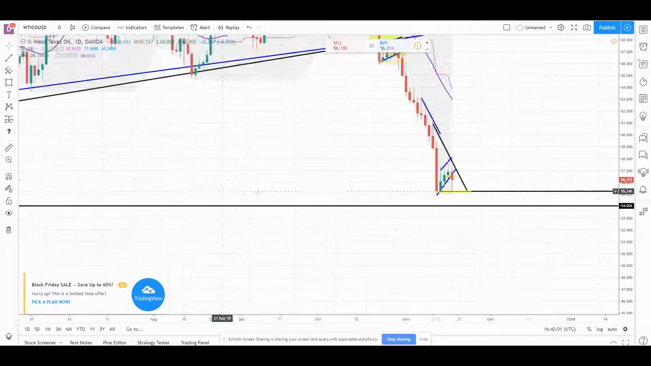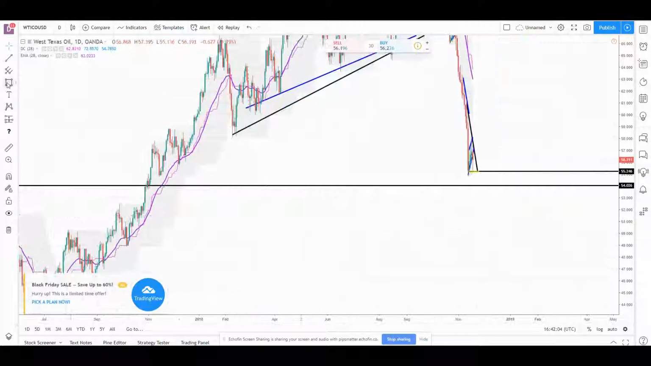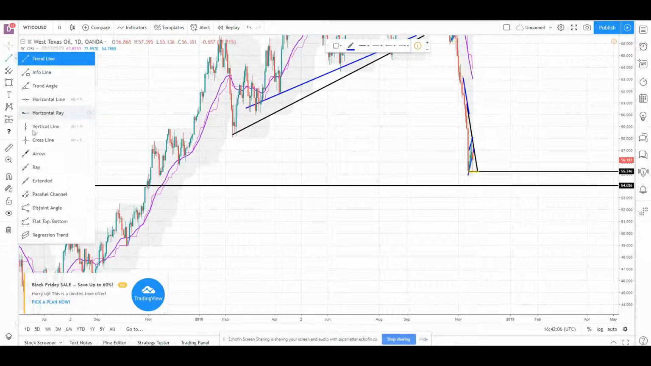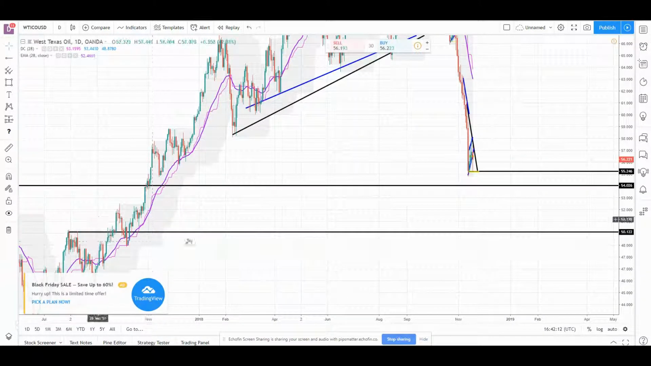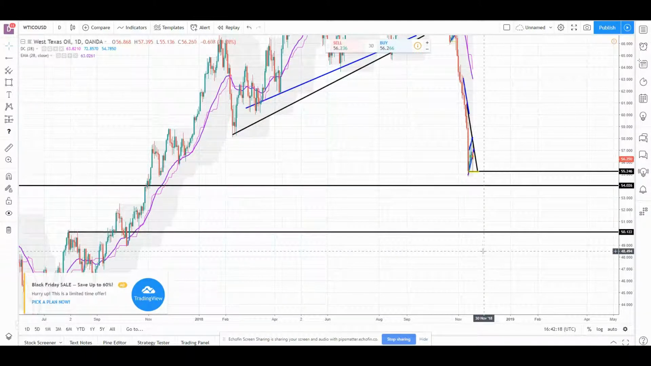When that gets broken, well then, my ideal target would be the 50 level, even though I think it can go even lower. So 50 is right there. So somewhere there. That's what I would be targeting. I think it can happen, and I think it will happen, but we'll see how that works out.